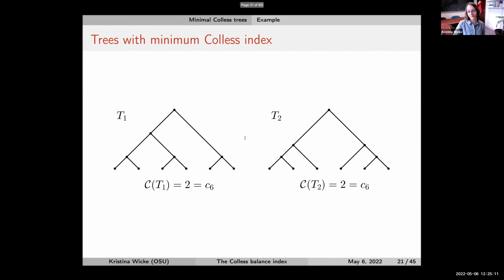Okay, so what we can first note is that the tree is not necessarily unique. And in fact, here, the two trees I showed you in the beginning on 6 leaves both turn out to be minimal Colless trees among all trees with 6 leaves. So both of them have a Colless index of 2, and this is the minimum value that we can get on 6 leaves. So these are equally balanced, most balanced. So that then raises the question if we can characterize all trees that have minimum Colless index.